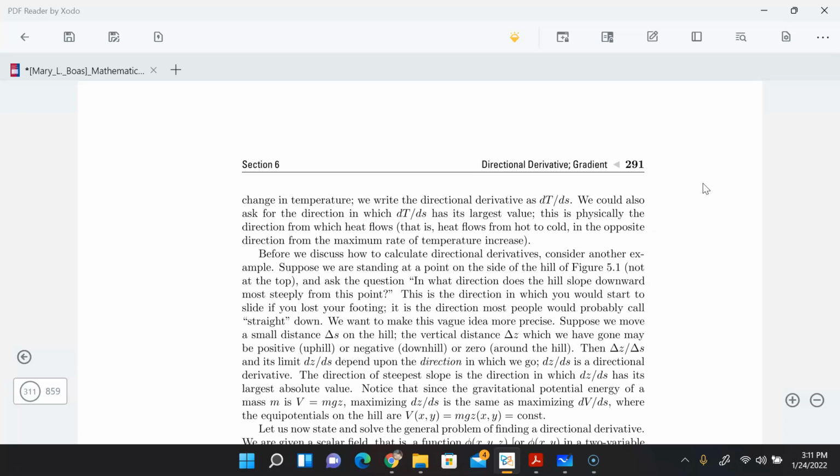In this particular case, the derivative, usually we think of a derivative with respect to a particular direction. Say dT/dx, or dT/dy, or dT/dz. So these are fixed directions. These derivatives are with respect to the fixed directions of x, y, and z.